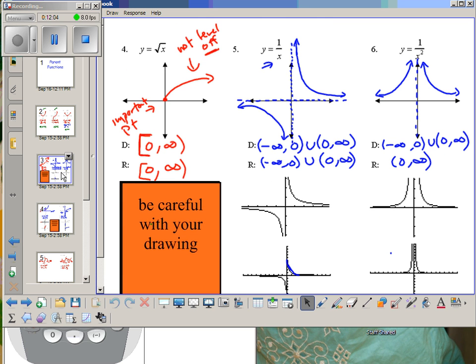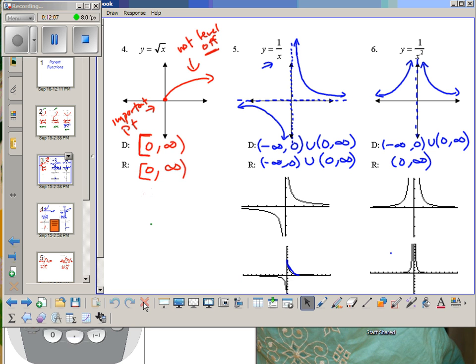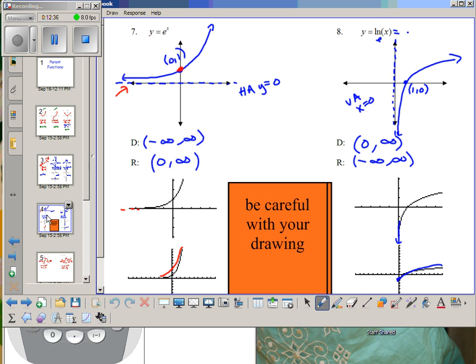Let's get rid of these. Square root of x, the swimmer's arm, is a neither. There is no reflectional or rotational symmetry. 1 over x, this function, if you reflect over the y-axis, you do not get the same, but if you rotate 180 degrees, you do get the same. This is odd, and 1 over x squared is another even function. Here we go. E to the x, this one is a neither. There is no reflectional or rotational symmetry, and same for ln of x.